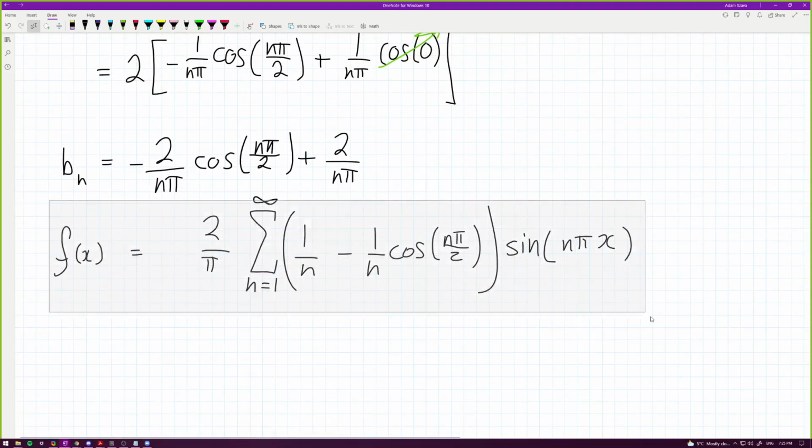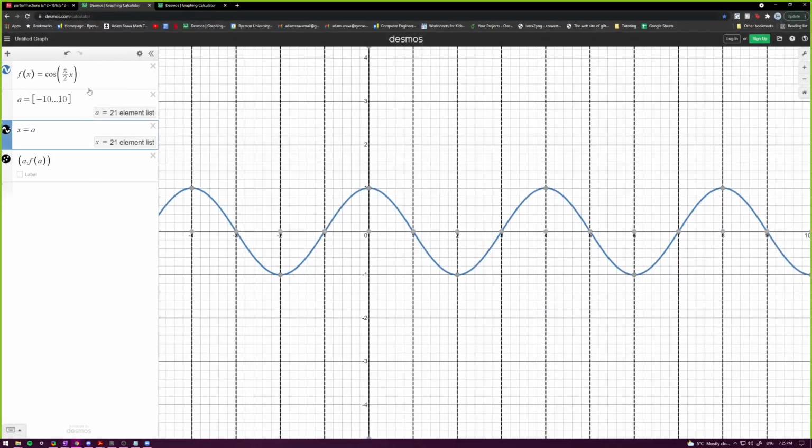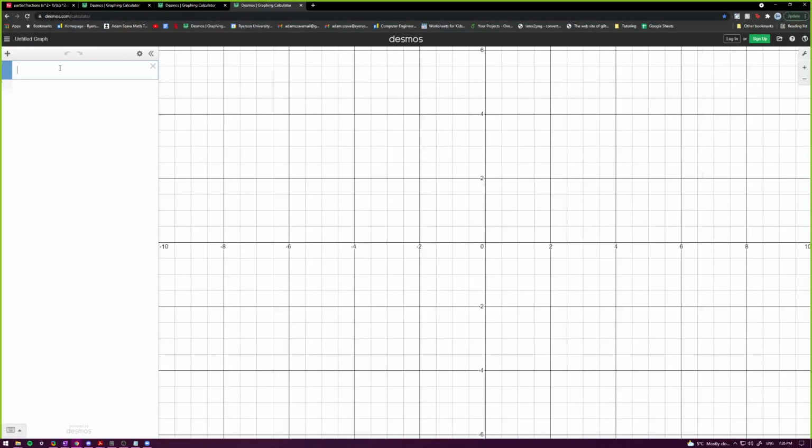Okay, so let's graph it quickly and make sure that it's all up to par, making sure that it is what we expect it to be. So first of all, how do you graph a piecewise function in Desmos?